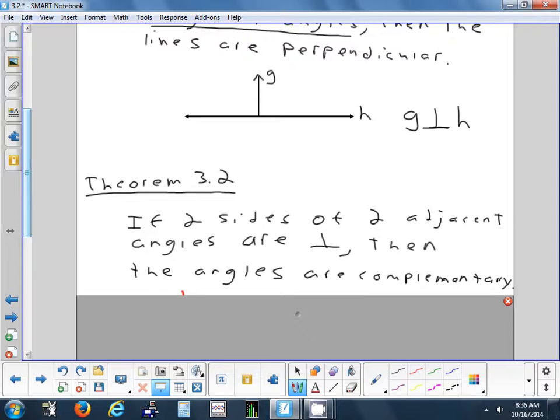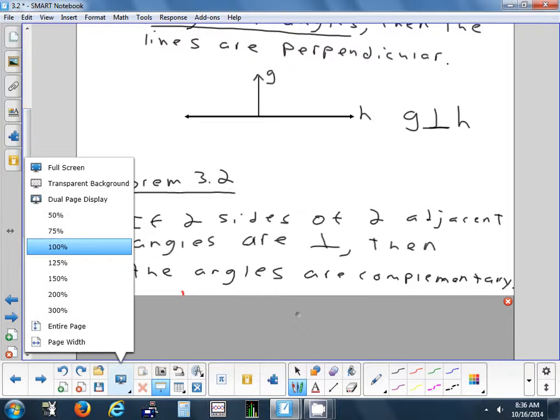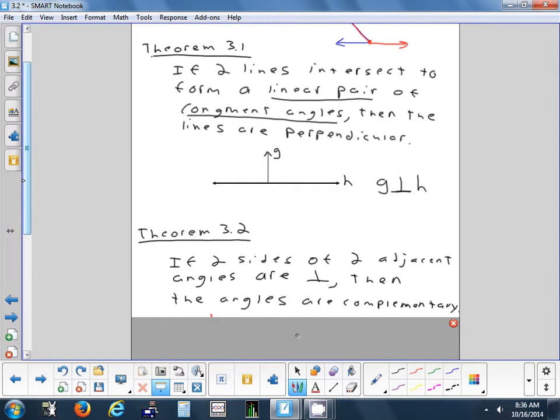Okay, Theorem 3.2 says that if two sides of two adjacent angles are perpendicular, then the angles are complementary. Okay, let's compare that to Theorem 3.1. They seem kind of similar. In fact, if you look at the conclusion in 3.1, then the lines are perpendicular, that becomes the hypothesis in statement 3.2.